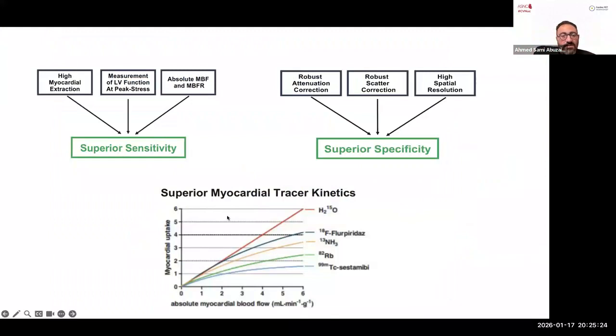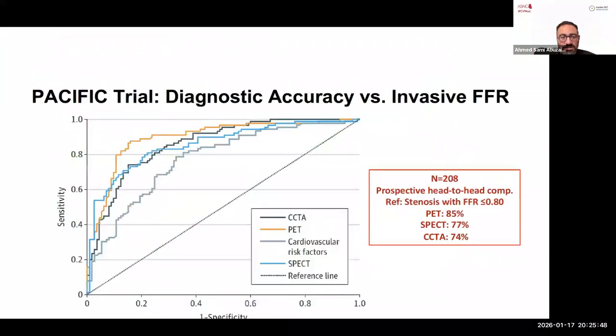And we can see, if you think about the kinetics of the tracer, fluoropyridaz is really higher than technetium and rubidium, that's really the workhorse for SPECT and PET, but also even more than ammonia and obviously below oxygen. But I think this is important, that we are advancing our tracers and getting closer to oxygen, which is, I think, a good advantage for nuclear cardiology.